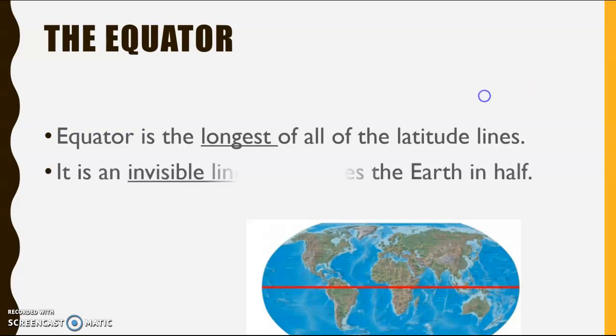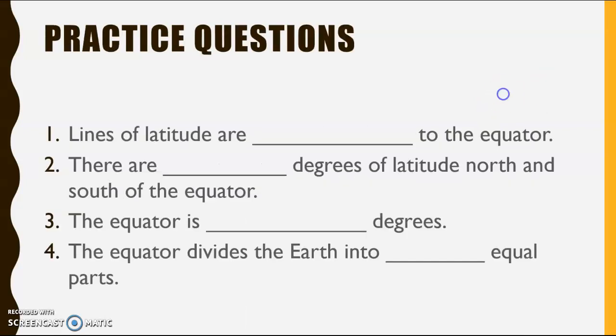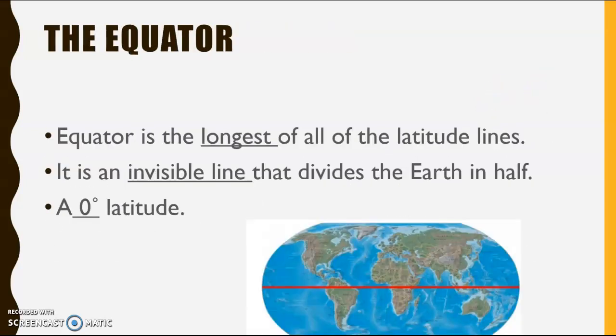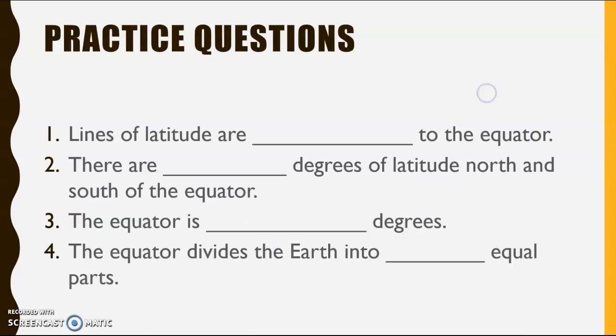The equator is the longest of all the latitude lines. It is an invisible line that divides the Earth in half. It is at zero latitude. So you start at 90 and that zero sort of meet in the middle. The lines of latitude are parallel to the equator. They're 90 degrees north.